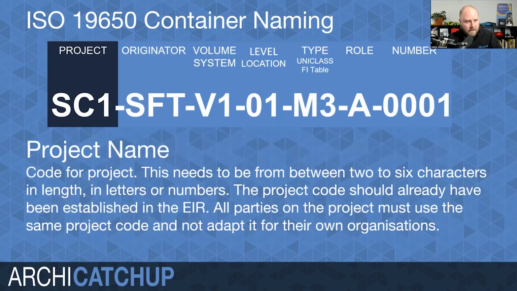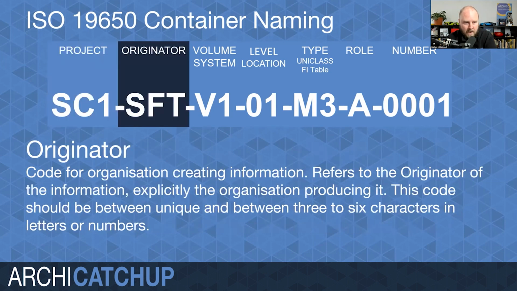So the project name is between 2 to 6 characters in length. And the example from this is from the Scottish Futures Trust. It is set up and advised by the client. So the client is always the appointing party at the top level of the project. The originator is the code that's given to you or your organization as part of that delivery. Okay. So once again, that's between 2 to 6 codes.